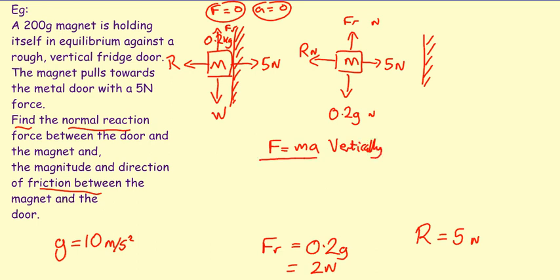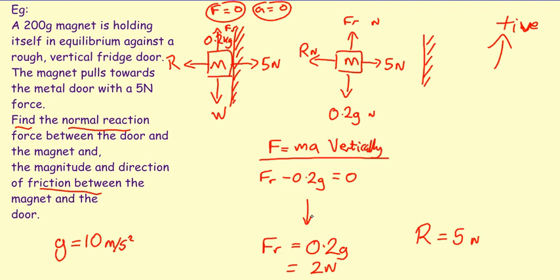And I label that because if someone's going to be reading my solution, they're going to want to know where the next equation comes from. So I'm labeling vertically. I'm only interested in these forces. I'm taking up as my positive direction. And so we're going to have friction as being positive, minus 0.2g being negative because it's going downwards, equals mass times acceleration. Well, acceleration is 0, so mass times 0 is 0. And then we get straight to that.